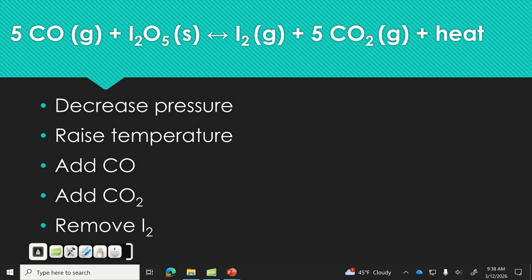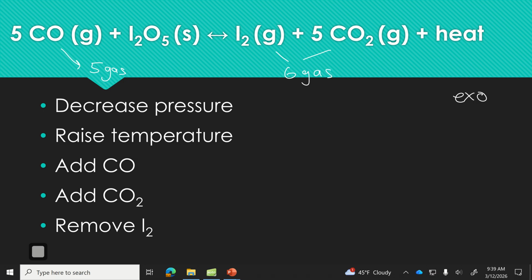One more. I have 5CO. So this one now I have some gases and solids, so that's good to see. And I finally have heat on my product side, so this is an exothermic reaction. It's decrease pressure. I need to count out all gases. I have 5 gas on the left side. The I2O5 solid does not count. I have 6 gas on the right-hand side, so barely. I'm decreasing pressure. That supports more gas, so that's going to be products.